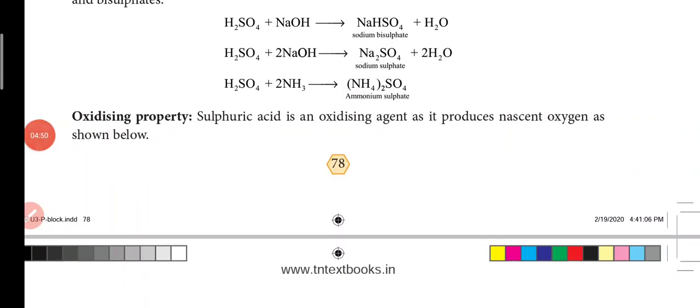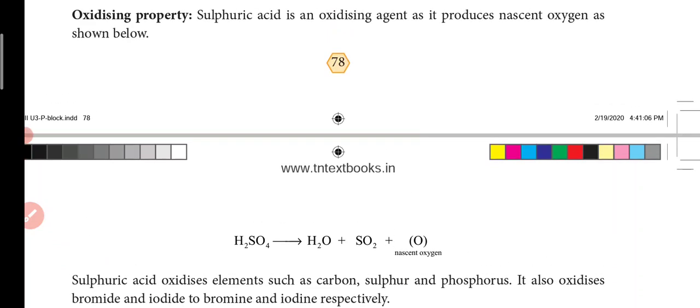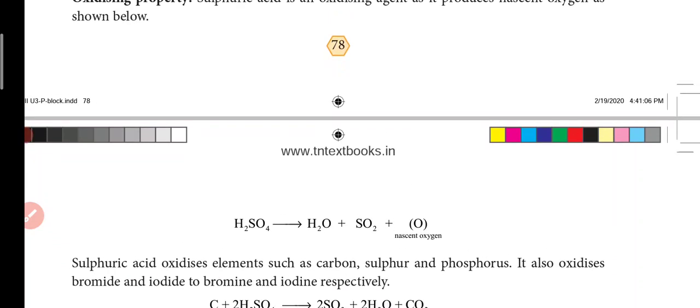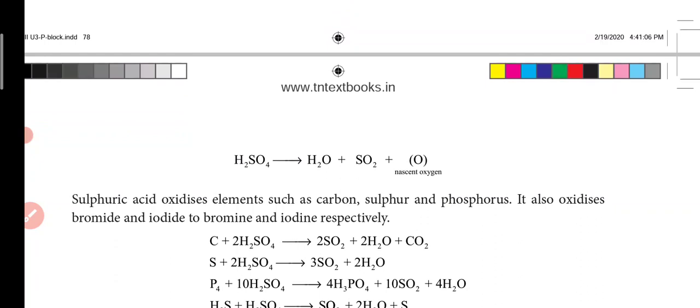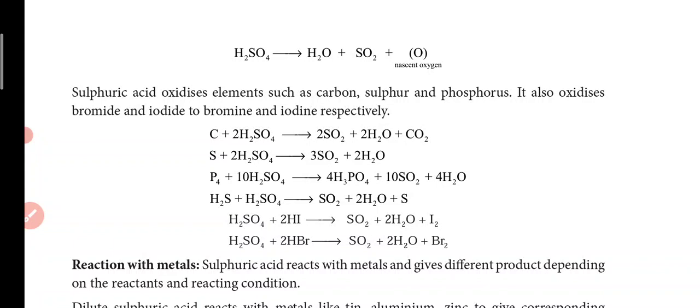Its oxidizing property: sulfuric acid is an oxidizing agent as it produces nascent oxygen. Can you see here, nascent oxygen means this is in a bracket; if it is given, it means it is a nascent oxygen. So it decomposes to give water, sulfur dioxide and nascent oxygen, that is its oxidizing property. And sulfuric acid oxidizes other elements such as carbon, sulfur and phosphorus. It also oxidizes bromide and iodide to bromine and iodine respectively.